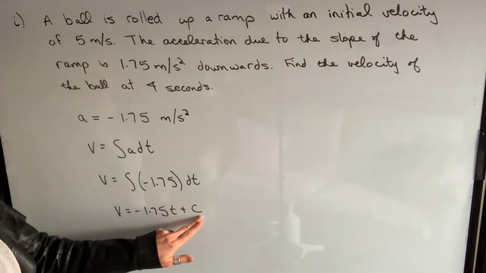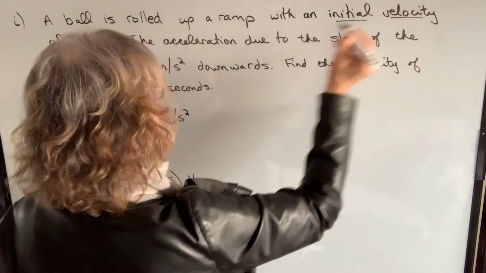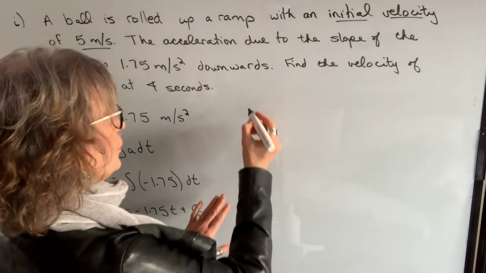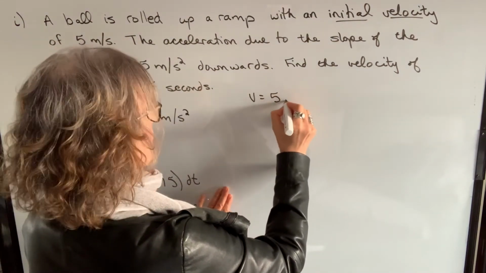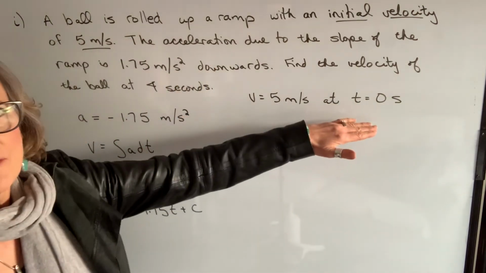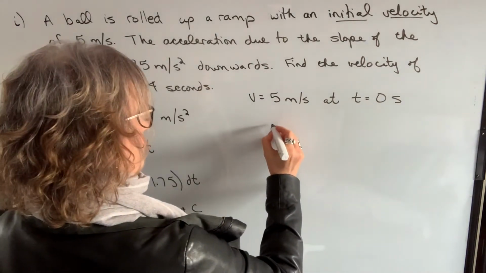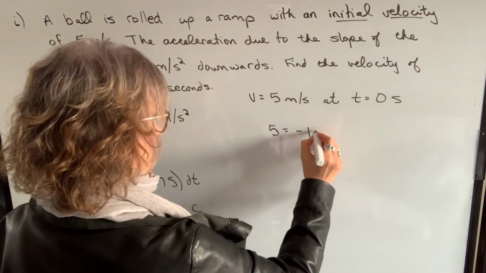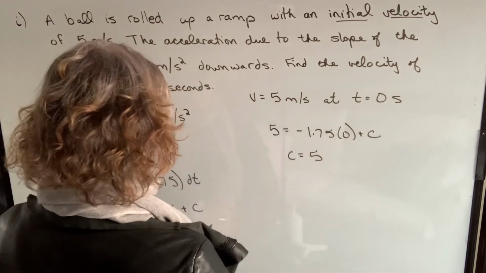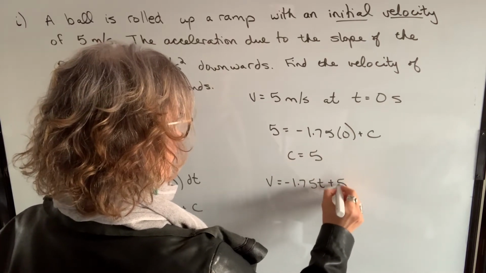In order to calculate that constant, we need a set of values. And the set of values that we're given is initial velocity. Initial means at the beginning, so it means at time 0. So we know velocity is 5 meters per second at t equals 0 seconds. When we have a set of values, we plug it in to find our constant of integration. So velocity will be 5 when t is 0. So our constant of integration is 5. So our function for velocity is negative 1.75 t plus 5.